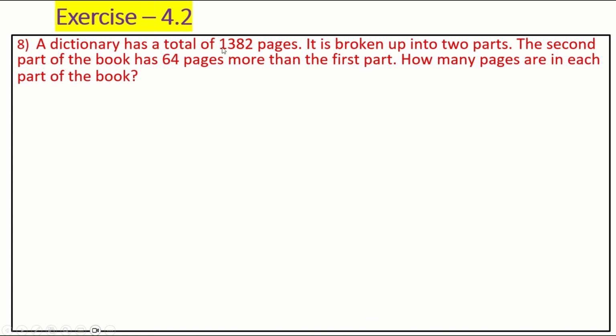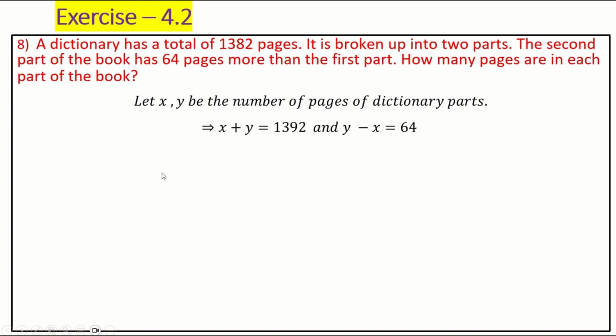A dictionary has a total of 1382 pages. It is broken up into two parts. The second part of the book has 64 pages more than the first part. How many pages are there in the book? Let's say x, y are the total pages of the dictionary parts. Okay, x plus y equal to 13.